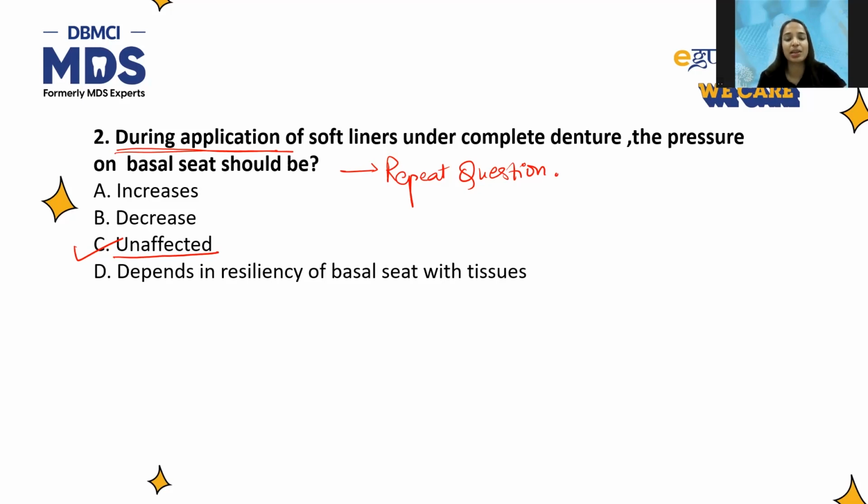There are categories as well as material. Also, different variations are available for soft liner. However, that has not been mentioned here. But what we see asked is, during the application process of soft liners under the complete denture, pressure on the basal seat, it should be unaffected. Usually the function of a soft liner is that when you apply it under the denture, it acts like a cushion and it dampens the amount of forces that are transferred during function to the underlying tissue. So that is how it should be. And the correct answer for this question is unaffected. That is option number C.